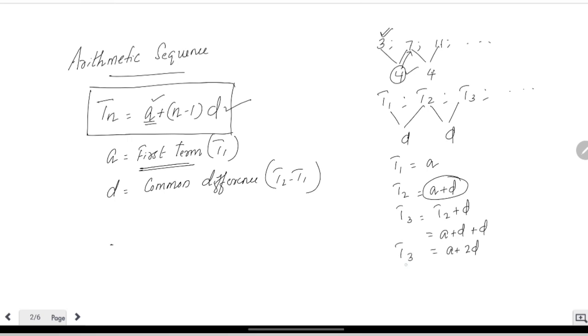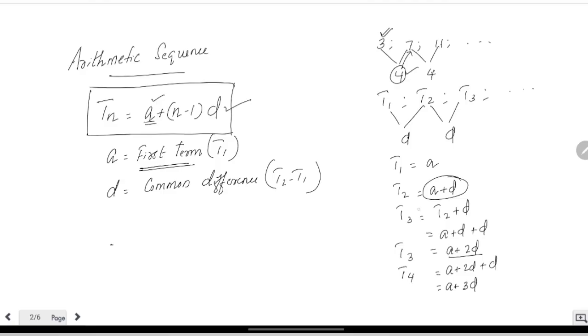Then what is T4? T4 is equal to T3. What is T3? A plus 2D. Then add one more D, you will get the next term, isn't it? So it is going to be A plus 3D. Did you see that? You can see a connection.